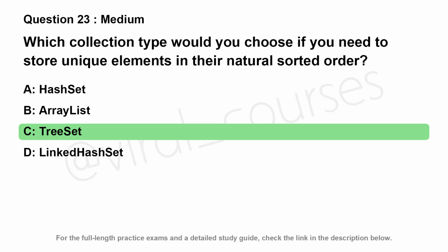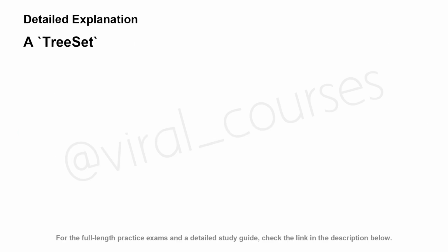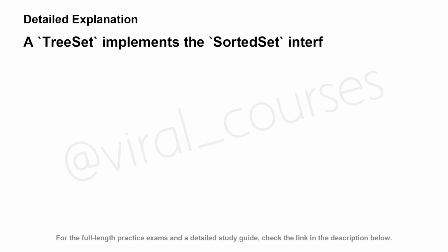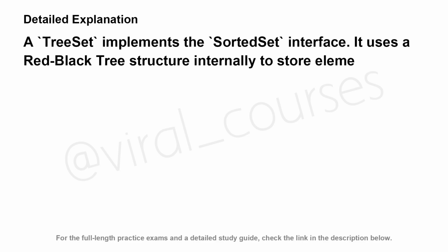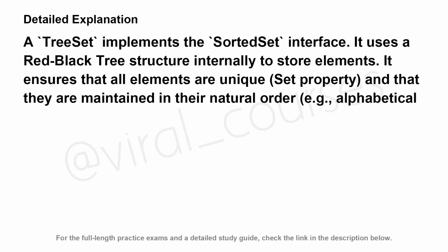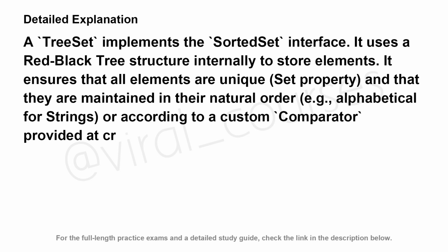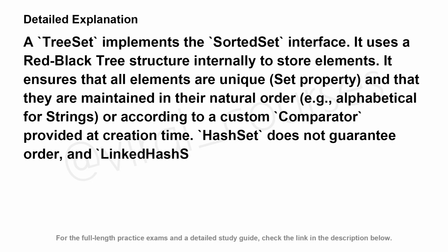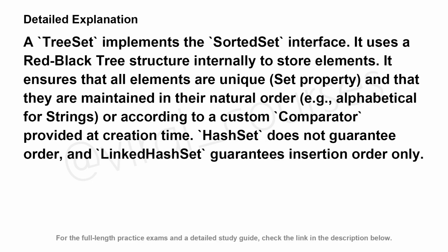The correct answer is C. A TreeSet implements the SortedSet interface. It uses a red-black tree structure internally to store elements. It ensures that all elements are unique, the set property, and that they are maintained in their natural order, e.g., alphabetical for strings, or according to a custom comparator provided at creation time. HashSet does not guarantee order, and LinkedHashSet guarantees insertion order only.